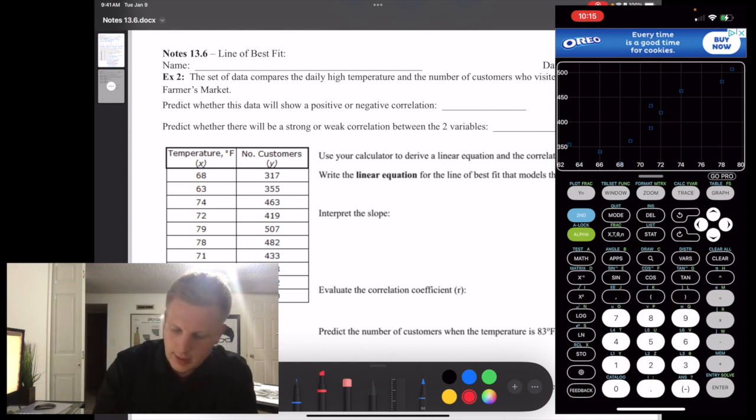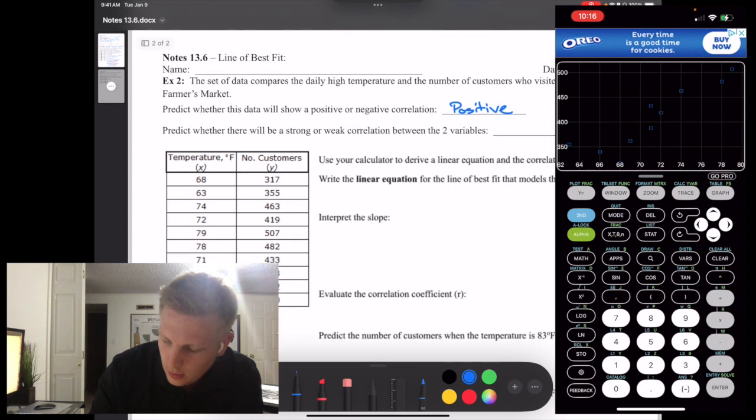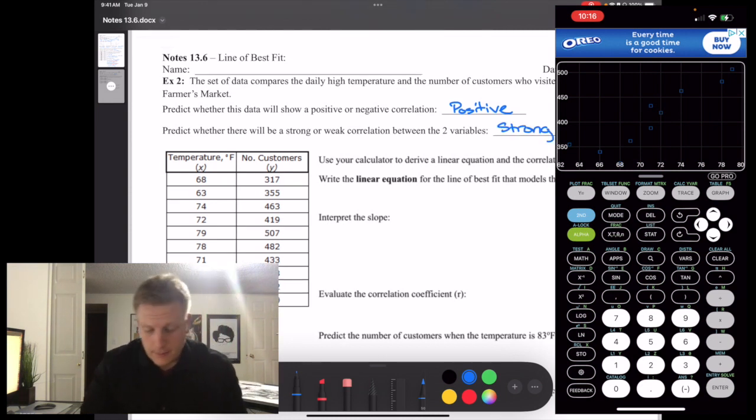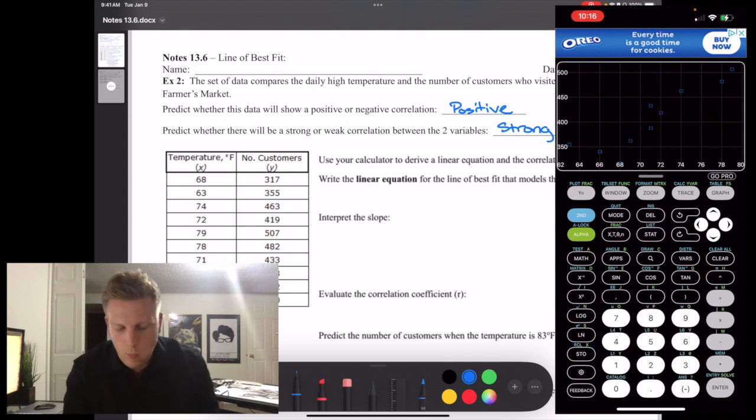And it looks like this is, let's see here. First off, we see that it is positive. And then second, this might be pretty strong. At least to me it does.